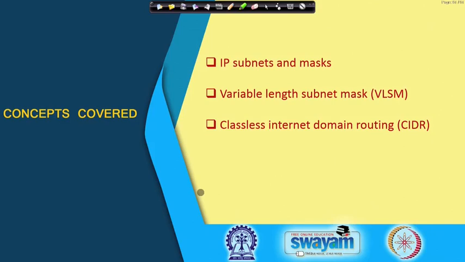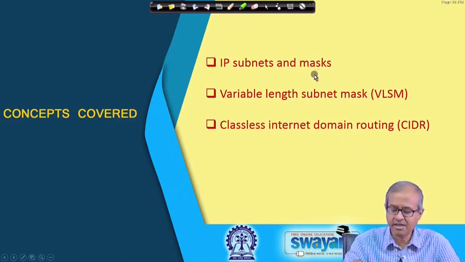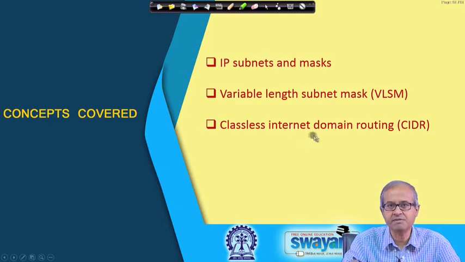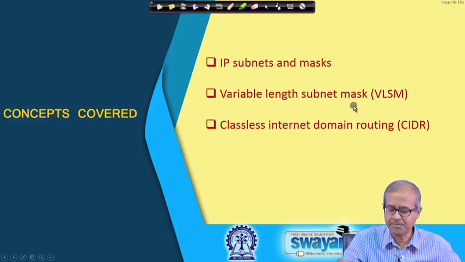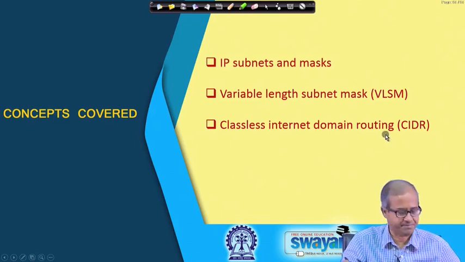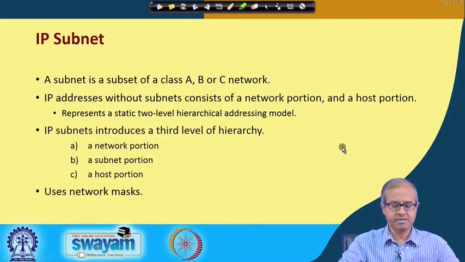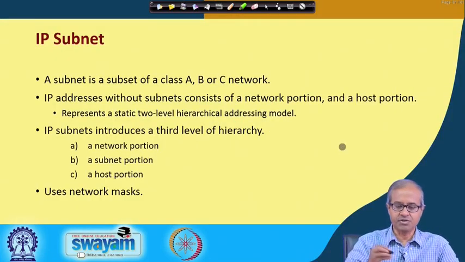Here, we shall be talking about IP subnets and IP masks, how they are used, and we shall be talking about two methods which can be used for efficient creation of this kind of subnetworks. One is called variable length subnet mask or VLSM, the other is classless internet domain routing or CIDR. Okay. So, let us first start with IP subnet.